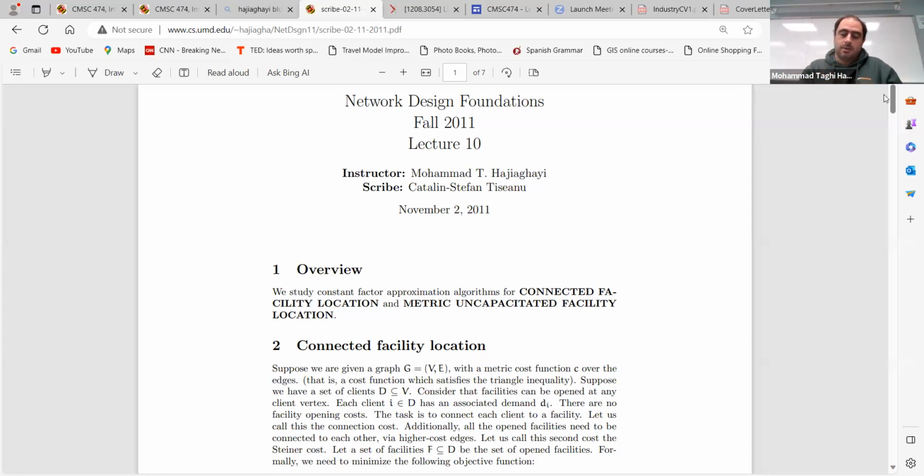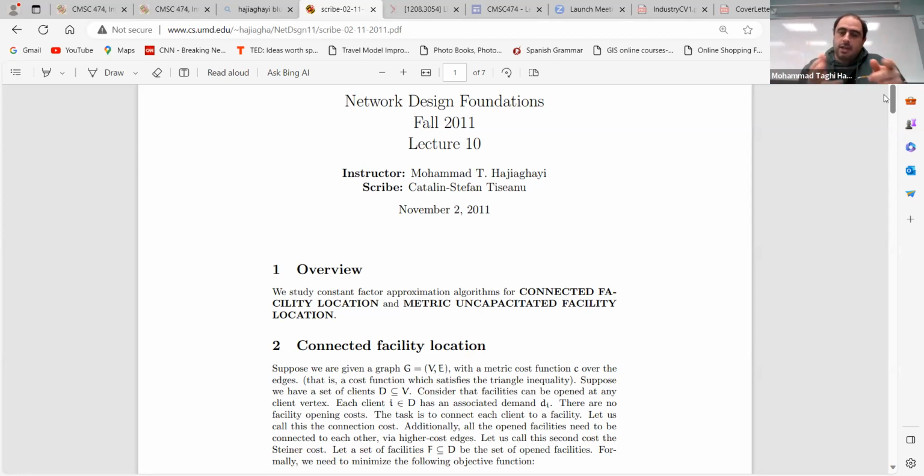Like we talked about primal dual for the Steiner tree or Steiner forest problem. These are very important and very basic algorithms, and the technique has been used for lots of other problems. So that's the reason that we are considering them. These are very famous and very important network problems anyhow.